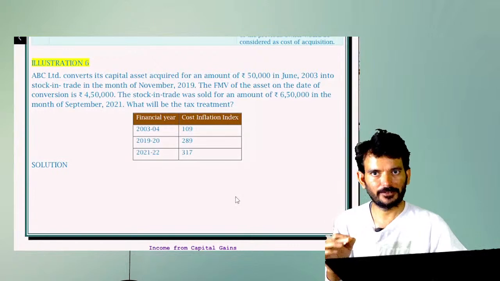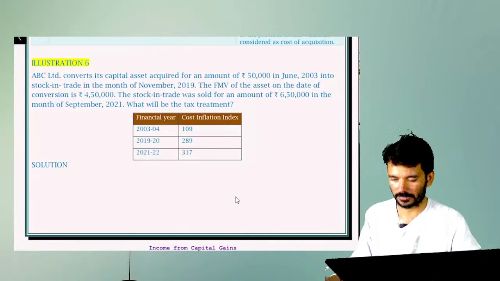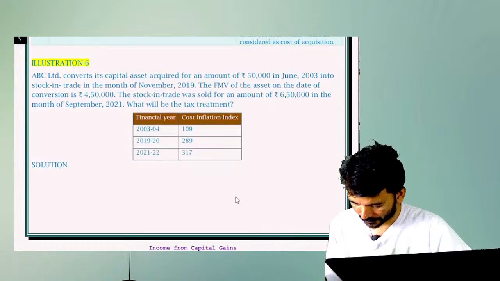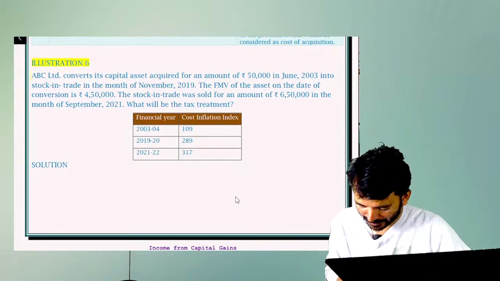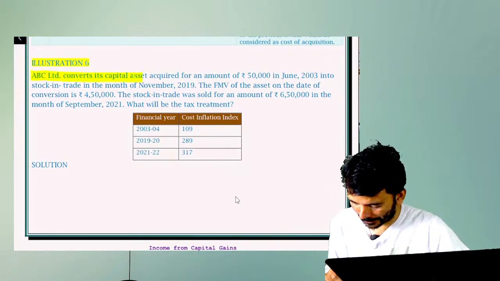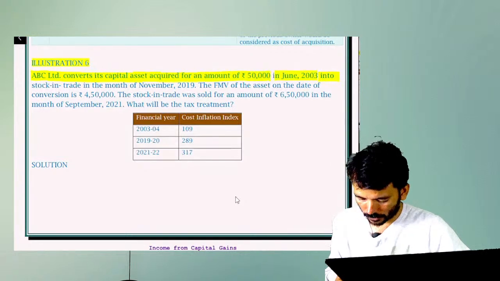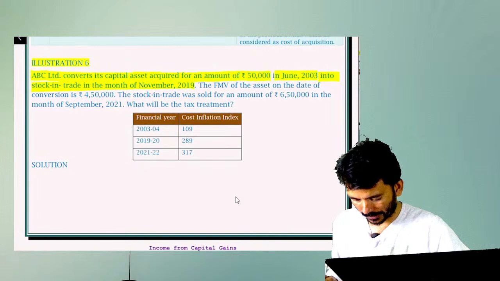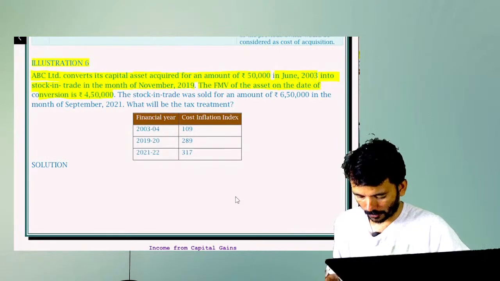I will read it and I'll wait for a minute. Let's see whoever answers it. At least 2-3 people are there who are serious. Let's check if they can do. Bring your calculator, bring your own device. ABC Limited converts its share capital asset, acquired for an amount of 50,000 in Jan 2003, into stock in trade in the month of November 2019. The fair market value of the asset on the date is 4.5 lakh. The stock in trade was sold for an amount of 6.5 lakh in the month of September. What will be the tax treatment?